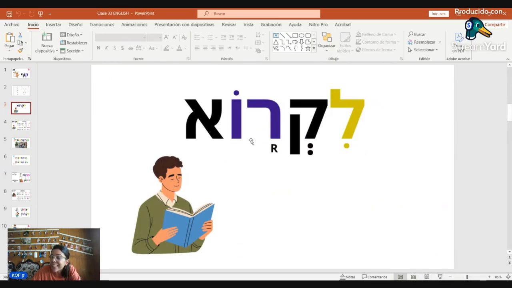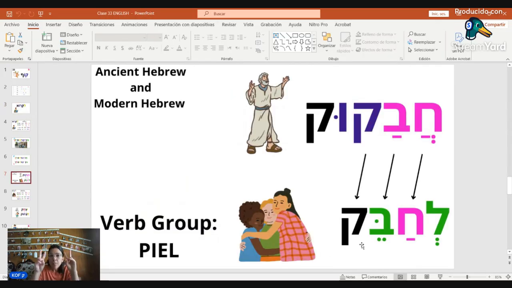Pa'al verbs don't sound like that. They sound likro, lilmod, le'ehov, le'ehol. So it's very different. So those are 2 ways to recognize it's piel.